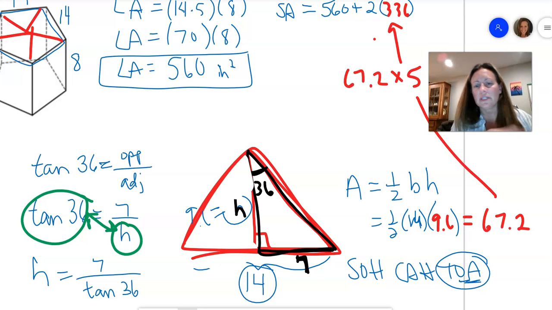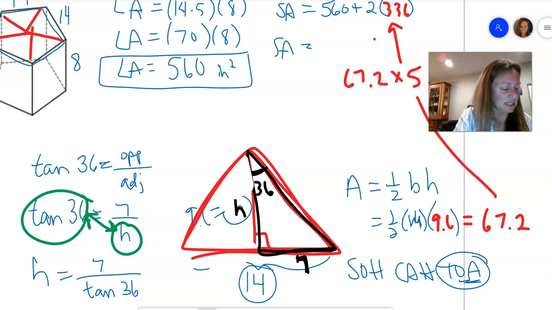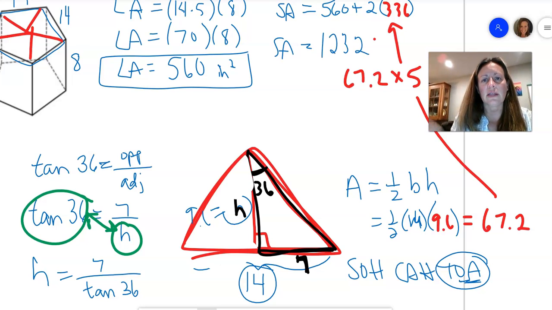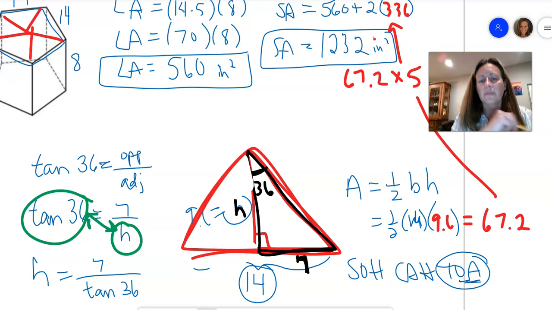And I know this is really messy, but if you followed that roundabout explanation, we now have the surface area of the entire pentagonal prism. It's 560 plus 2 times 336, because 336 was just for one of the pentagon bases and there are 2 of them. So the total answer is 1232, and that would be square inches. Okay, it was quite a process.